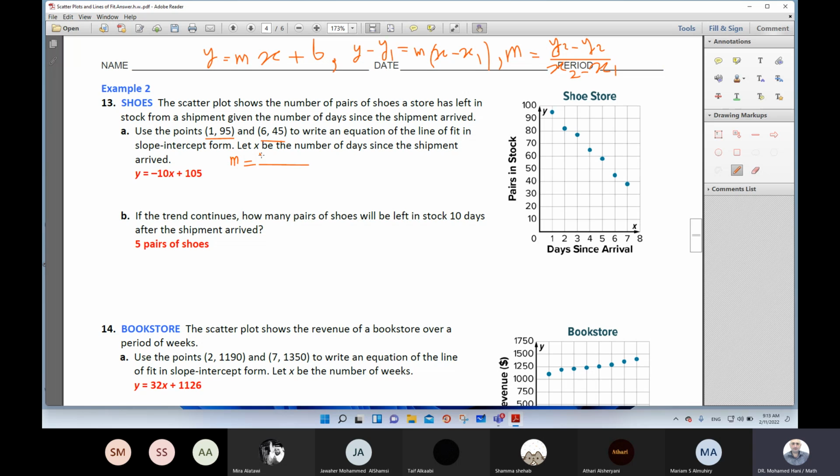So y2 means 45 minus y1, 95. x2 will be 6 minus 1. 45 minus 95 will be negative 50, and 6 minus 1 will be 5. Negative divided by positive will be negative. 50 divided by 5 will be 10.